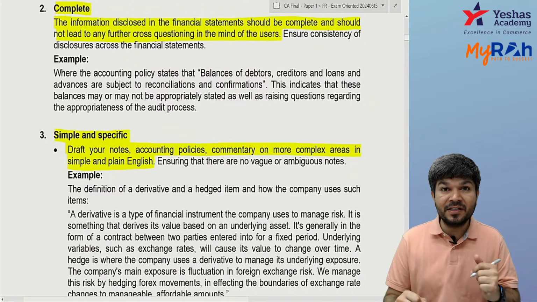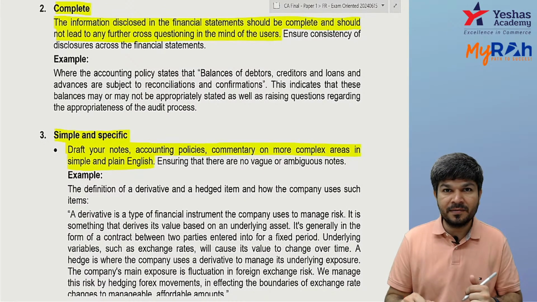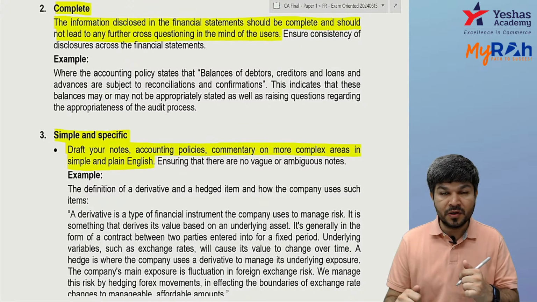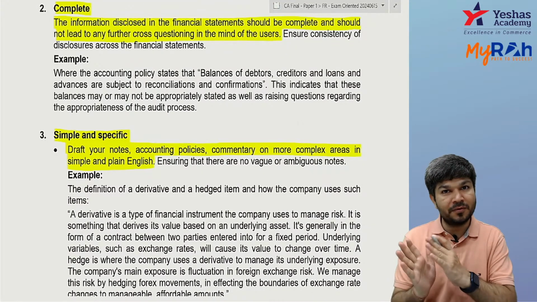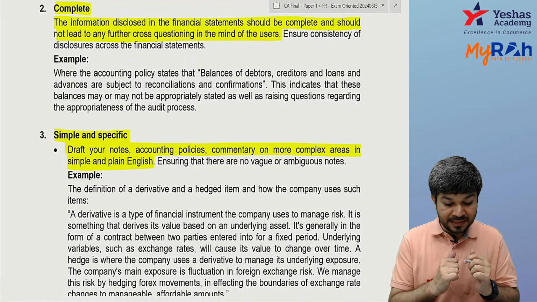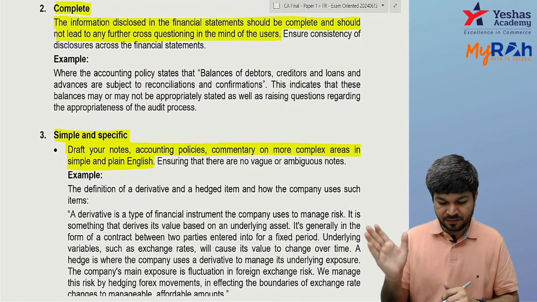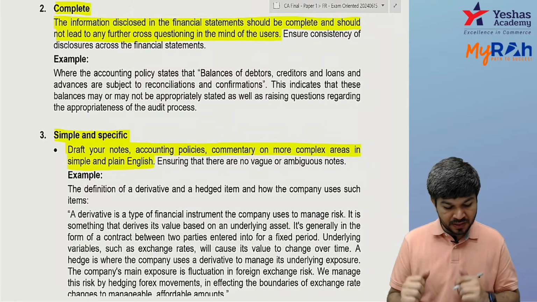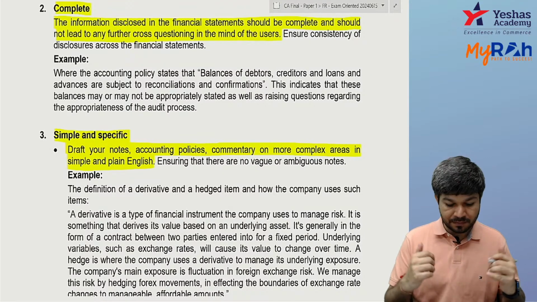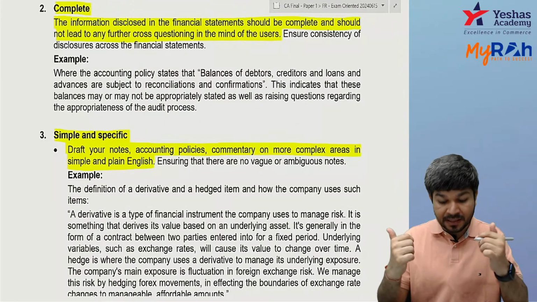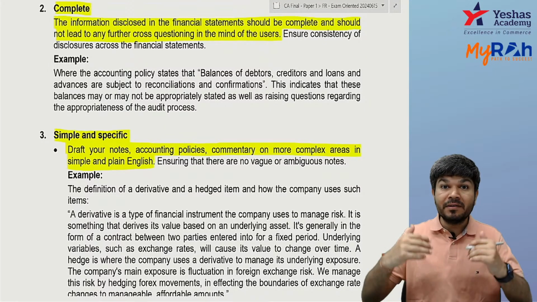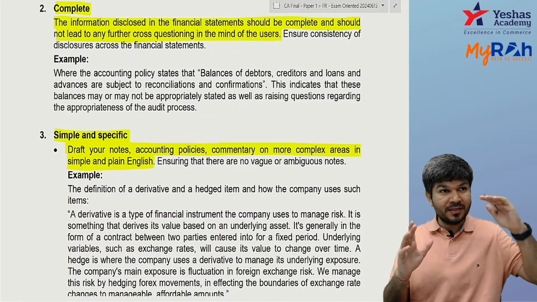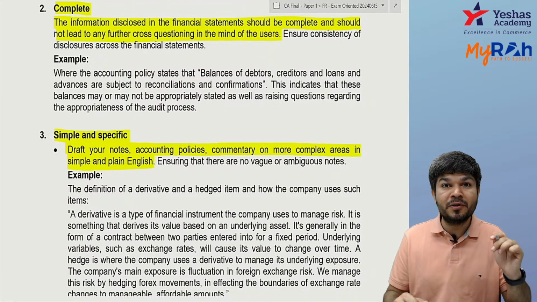For example, they have given the definition of derivative. We already did derivative in chapter number 11, financial instruments. The derivative is a type of financial instrument which a company uses to manage risk. Full stop. It derives its value from an underlying asset. Full stop. It's generally in the form of a contract between 2 parties. Full stop. The underlying variable like exchange rate will cause the value of that derivative to change over time. Full stop. It will be settled in future. This is how they have divided that whole part into smaller sentences, easy for people to understand.